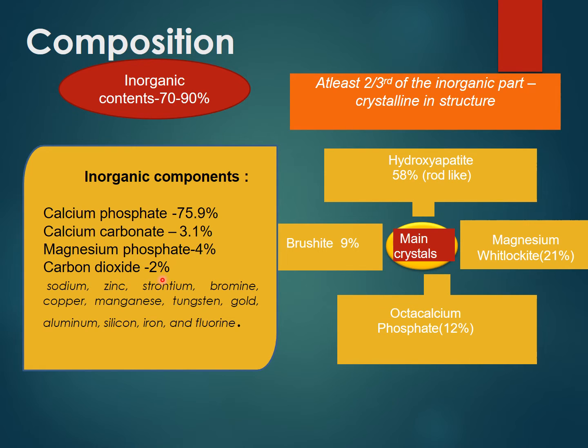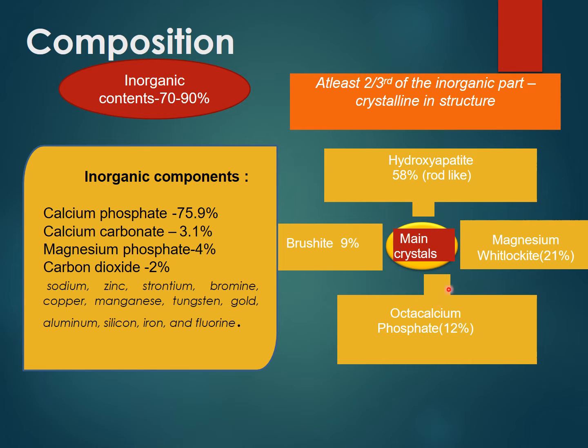Out of this, they are seen as crystalline structures. At least two thirds of the inorganic part can be seen as crystalline structures. The main crystal forms are hydroxyapatite and octacalcium phosphate. There are four main forms, and hydroxyapatite and octacalcium phosphate constitute the bulk of the dental calculus.